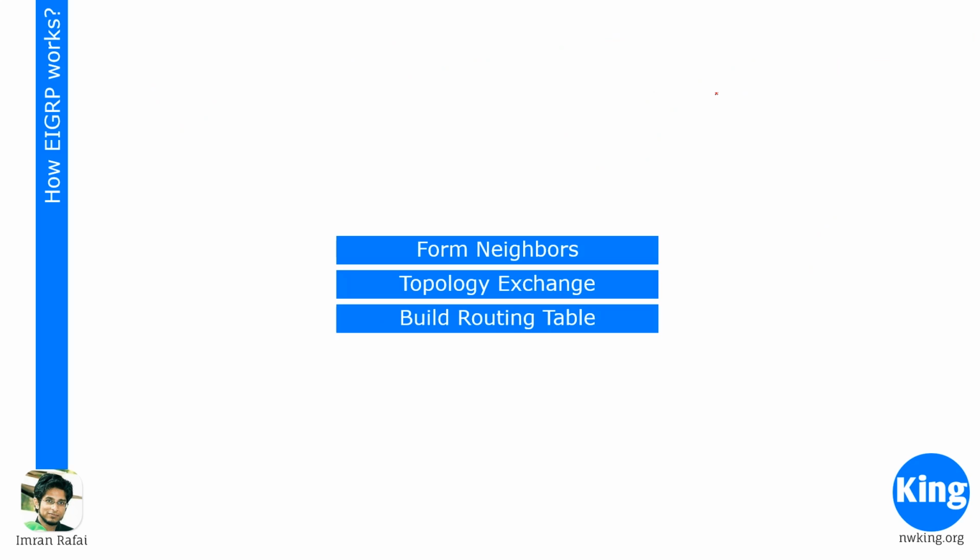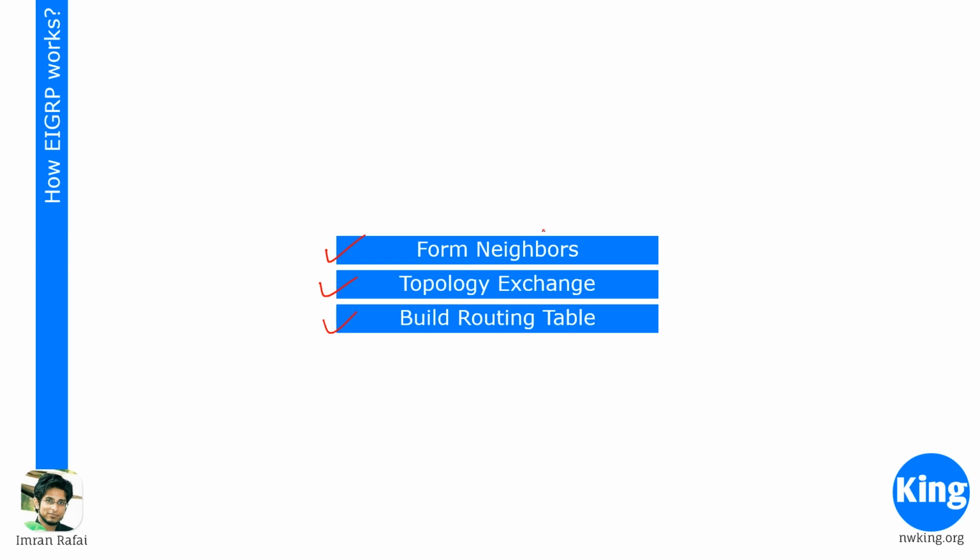Now, how does EIGRP work? Now, if you remember from OSPF's video, a few videos ago, we did OSPF introduction, and we learned that OSPF did three things. First thing, it formed neighbors. So that's what EIGRP also is going to do. It forms neighbor, that's first step. Second step is topology exchange, right? So if you remember, they said LSDB exchanges. It exchanges LSAs to update its LSDB. And then third step was to form a routing table.